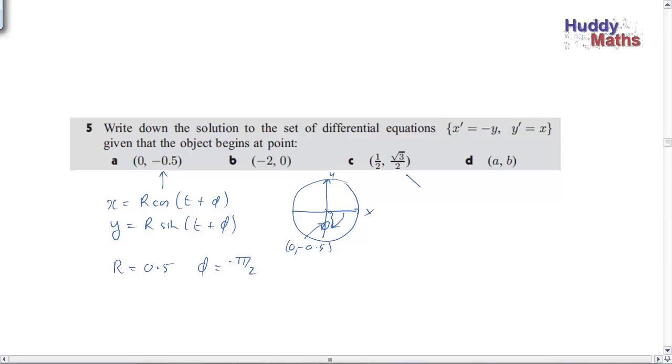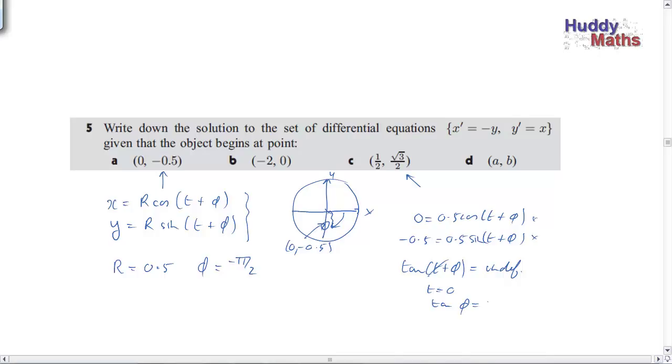Or what you have to do with this one up here, I'm going to leave you to have a go at this yourself, is to say, well, if you look at these equations, if x is 0, then 0 equals 0.5 cos(t plus psi), and negative 0.5 equals 0.5 sine(t plus psi). And so if you worked out the tan of (t plus psi), one over this one would be undefined. And here, at t equals 0, the tan of psi would be undefined.